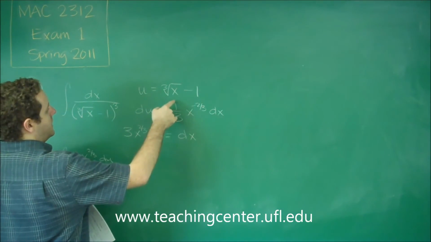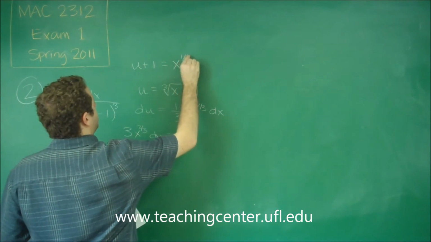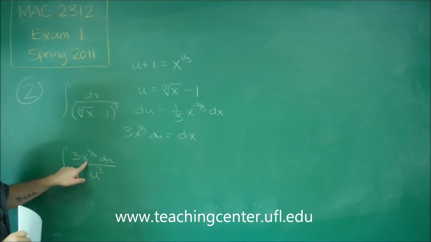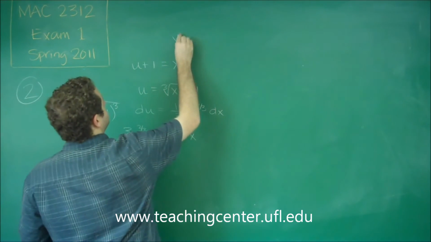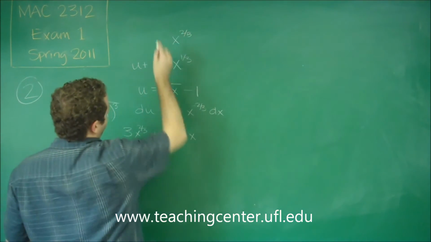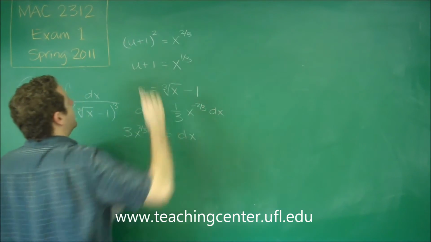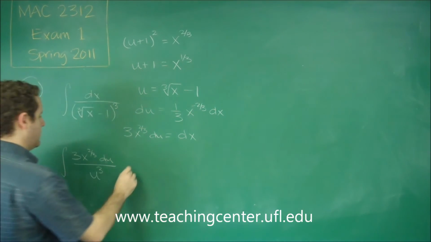So if we rearrange this, we get that u plus 1 is equal to x to the 1/3, the cube root of x. We have x to the 2/3. That's just squaring these. So x to the 2/3 is u plus 1 squared. And if you plug that in, you will have only u's.